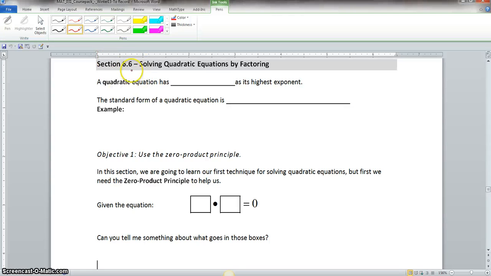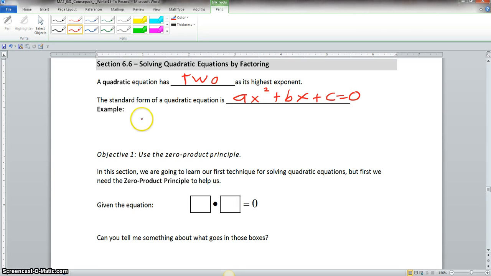Okay, class, we started on section 6.6, solving quadratic equations by factoring. A quadratic equation has blank as its highest exponent. It has 2 as its highest exponent. The standard form of a quadratic equation is ax squared plus bx plus c is equal to 0.